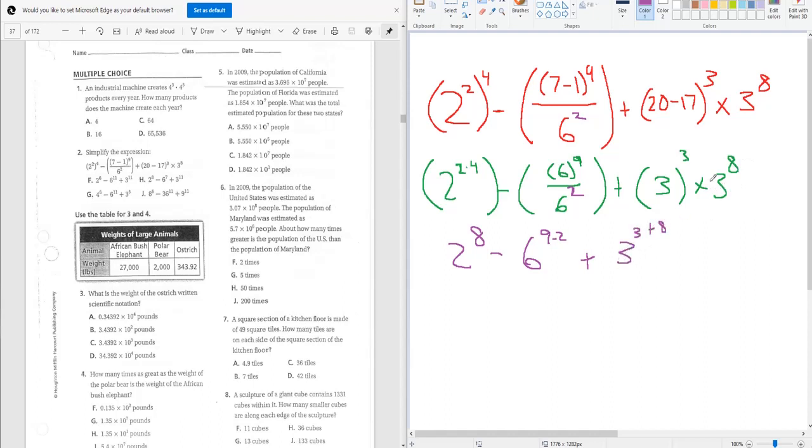So remember, multiplication, same base, you're adding. Division, same base, you're subtracting. Exponent to another exponent, you're multiplying. Okay? You should have these in your notes by now, but if you don't, I really suggest that you do. So let's keep going. 2 to the 8 is, well, actually, I think we're done. Oh, wait, no, I can still do this. 2 to the 8 minus 6 to the 7th plus 3 to the 11th, which I believe is H. Yeah, that's H.